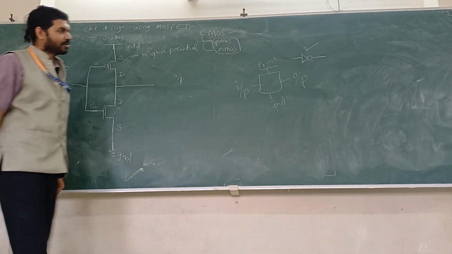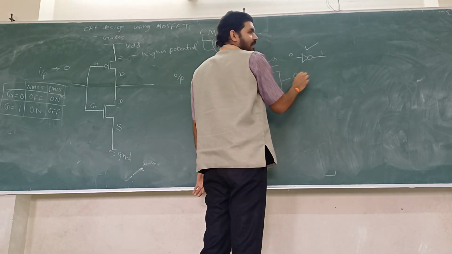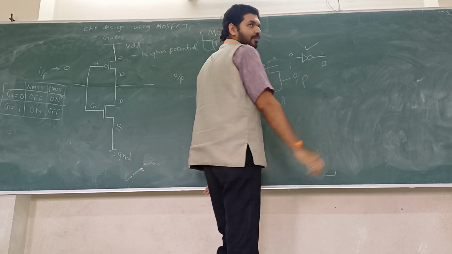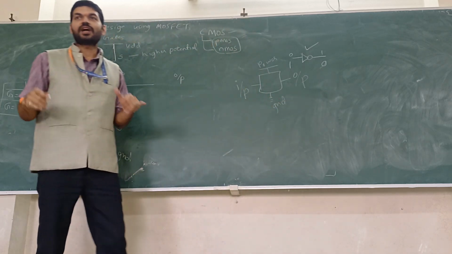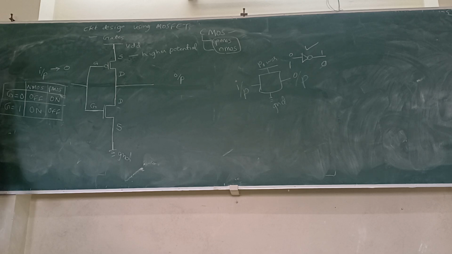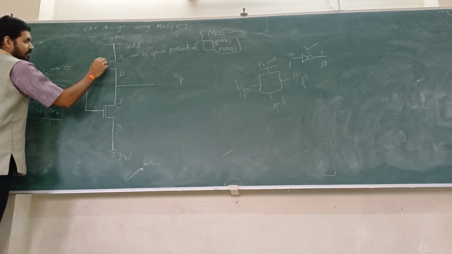We know how an inverter works: if the input is 0, output will be 1, or if the input is 1, output will be 0. This thing we know, but actually how it works, we are going a bit deeper. So if the input is 0, the gate of PMOS is getting 0, what should it be? It should be on.